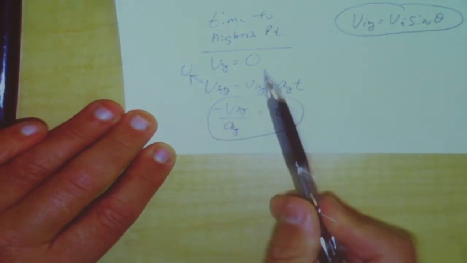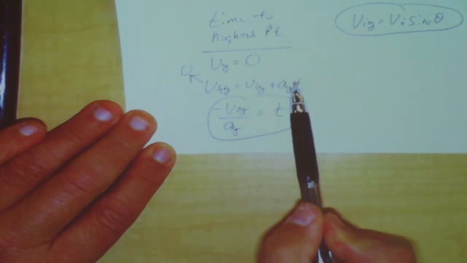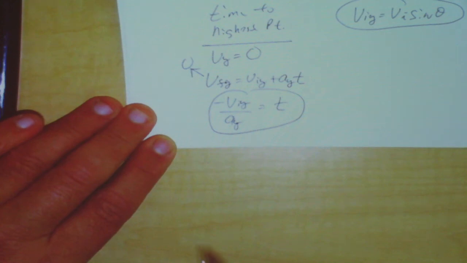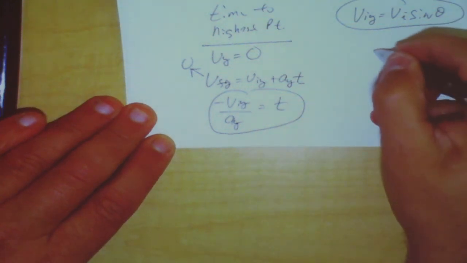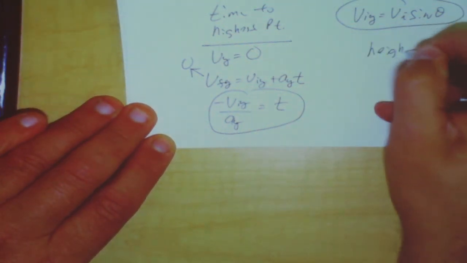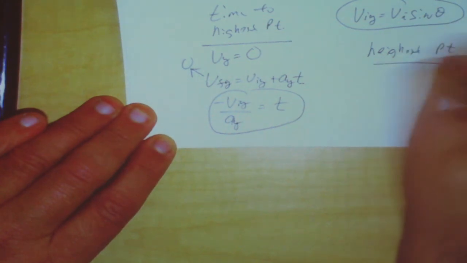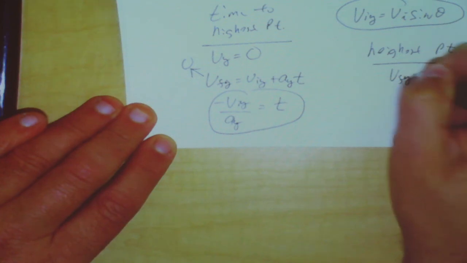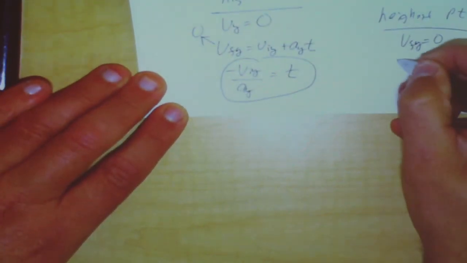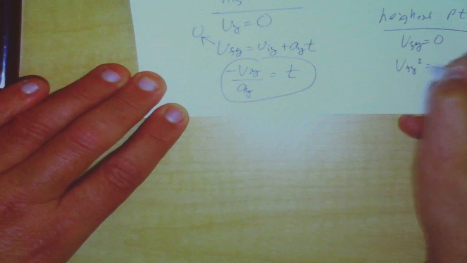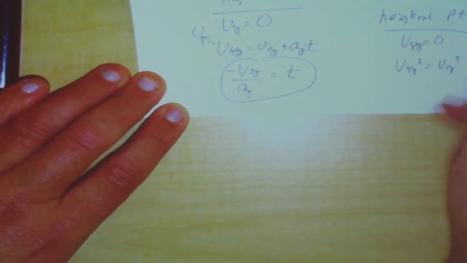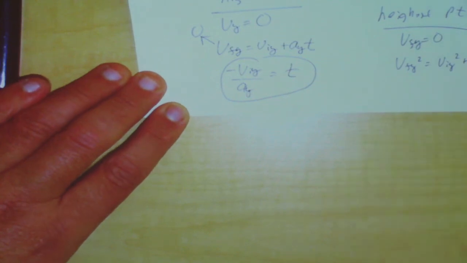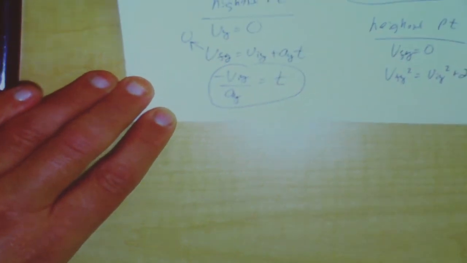So you can use, again, this fact with this kinematics equation to figure out the time to get to the highest point. Okay, let's see. And then if you want to figure out the actual highest point, same thing. The y velocity at the highest point is 0, so you can use this kinematics equation to figure out what delta y is.